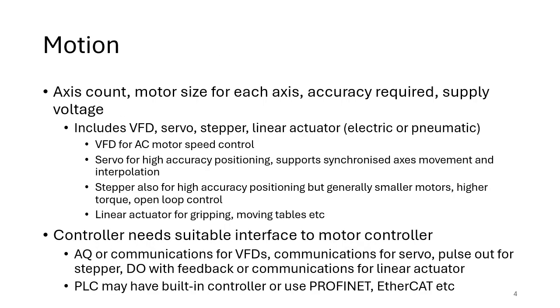For motion control, you would typically look at the number of axes. You look at how big is the motor for each axis. You might want to investigate the accuracy required for each axis. And of course, you'd be looking at the supply voltages. So that can include variable frequency drive.